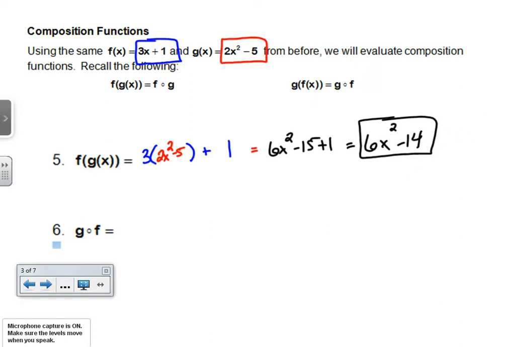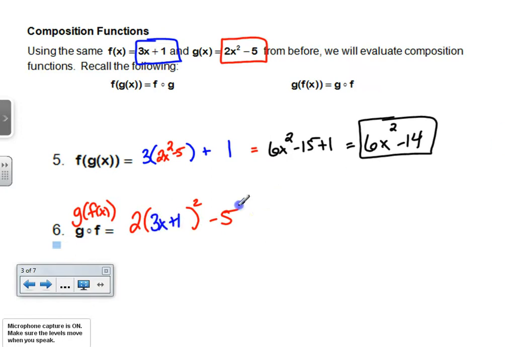G of f. And that's a different notation, but it can be written the same way. You could rewrite it as g of f of x. So this time we're going to start with the red function, which is 2 times, instead of x squared, we're going to write blank squared minus 5. And then in place of the input, we're putting the other function, which is 3x plus 1.